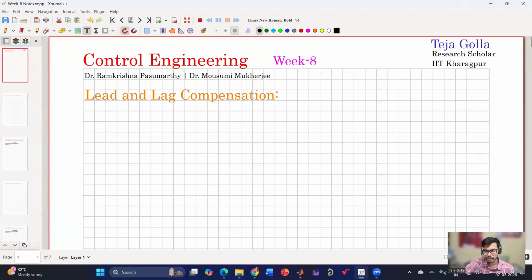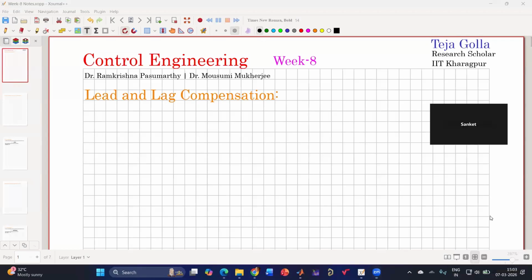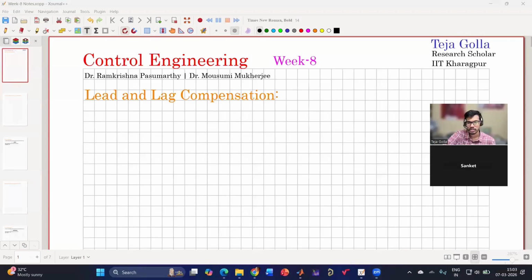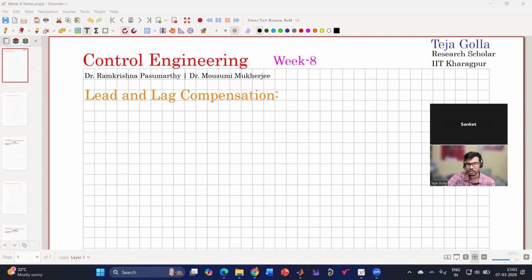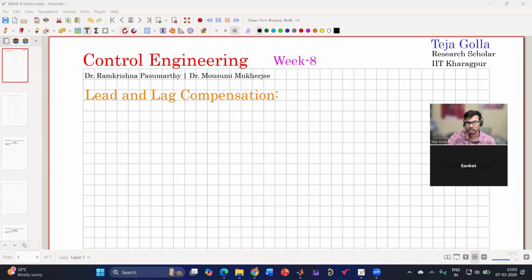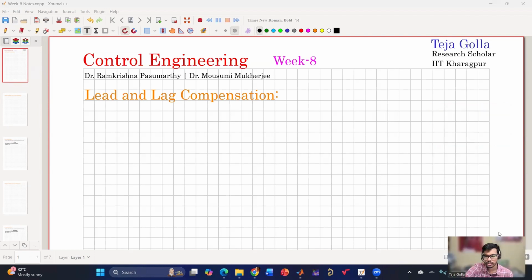So, in the last week, we discussed different design techniques, how we can design P, PI, PD, as well as PID. And then towards the end, we discussed lead and lag compensation. Yes, so in the last week, we discussed lead and lag compensation towards the end.